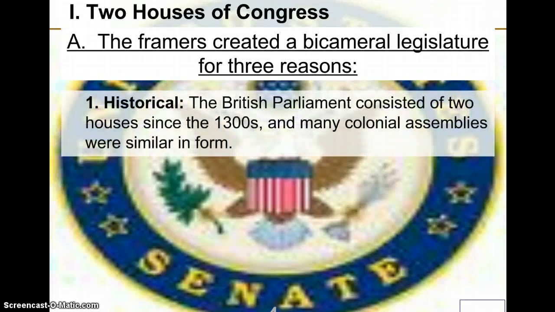First, there's a historical reason. That's what the colonists and now the future states knew in terms of their own legislature and their own experience with a legislature. The British Parliament had been bicameral, a two-house legislature for hundreds of years, since the 1300s, and many of the colonial assemblies, the colonial legislatures, were also bicameral. So historically, it's what they knew.